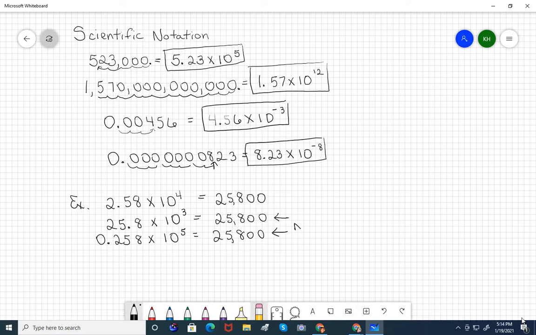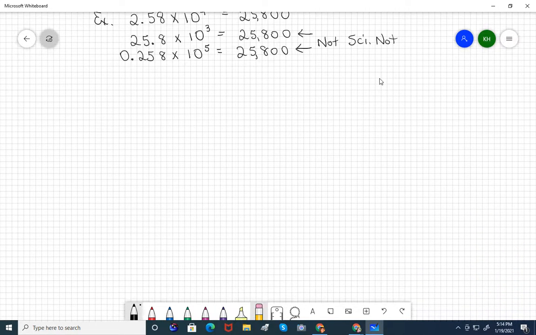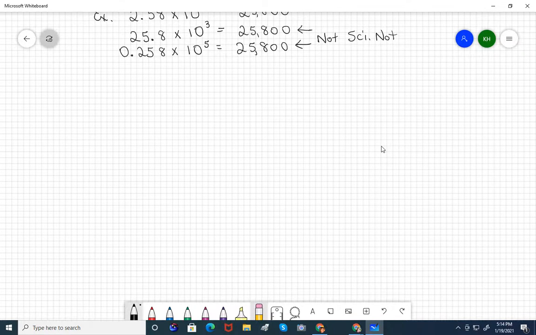The reason they're not scientific notation is because they don't have exactly one digit to the left of the decimal that is not zero. This has only the two. This has 25, that's two digits, and this has a zero, and that's not acceptable either. So we want to make sure you recognize scientific notation. These are all equal, but only the top one is correct. The other thing we want to talk about is, how do we go from scientific notation to standard?